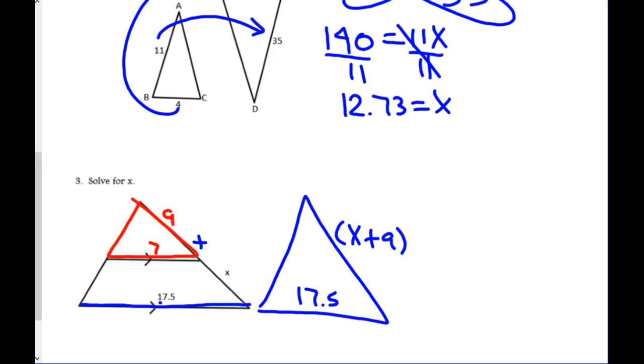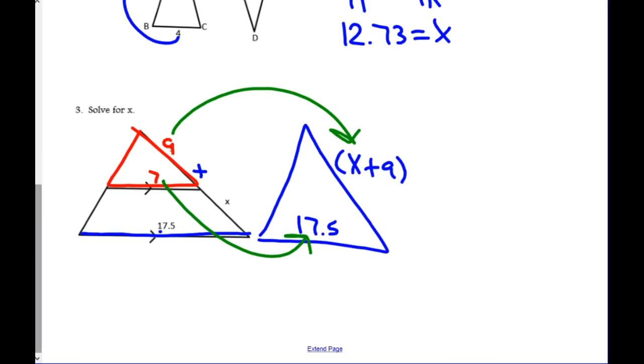So what we're going to do is go from that little red triangle to the big blue triangle. So let's make those connections. 7 goes with 17.5. 9 goes with x plus 9. So let's make those 2 fractions. 7 over 17.5 equals 9 over x plus 9. And now we're going to cross multiply.